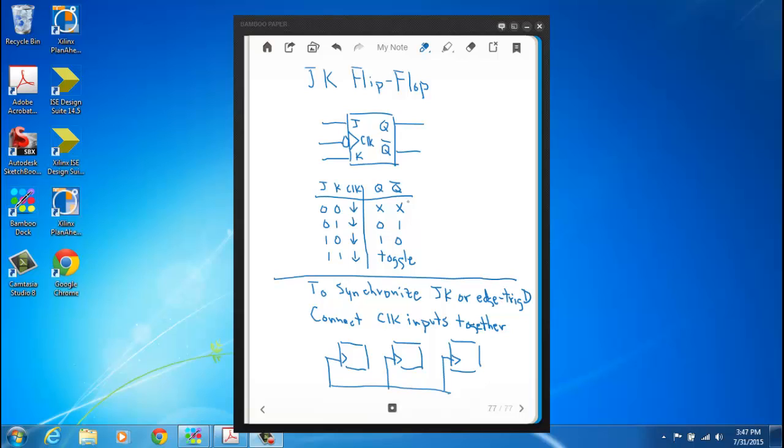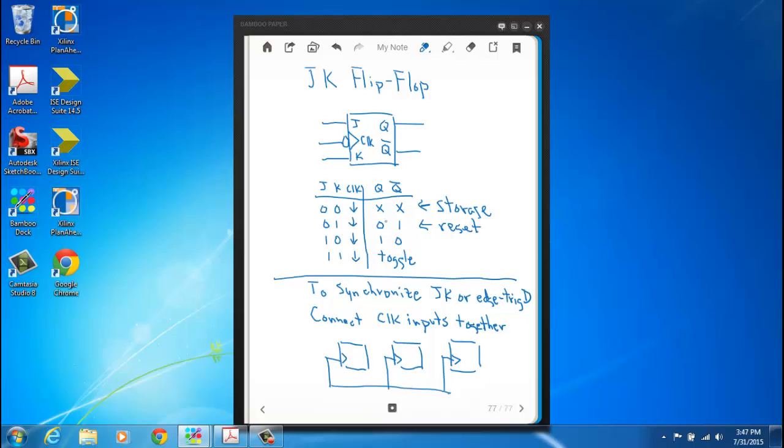So here, when J and K are both 0, at the time of the 1 to 0 transition of the clock, your outputs are going to stay the same. Okay, so this is the storage condition for the JK. Here when J is 0 and K is 1, at the time of the 1 to 0 transition of the clock, Q becomes 0 and not Q becomes 1. This is the reset condition.